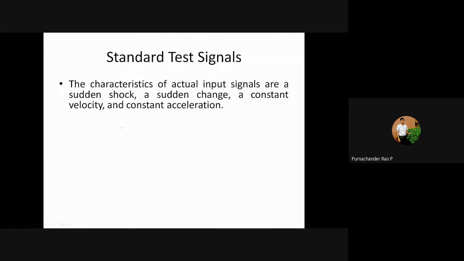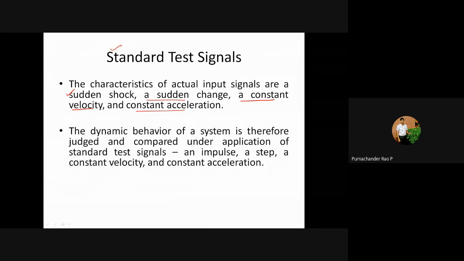Those signals are known as the standard test signals. We are not fully aware of everything ahead of time. We just take particular inputs such as a sudden shock or a sudden change in the system, or a constant velocity, or a constant acceleration. These are the standard test signals, and they give the behavior of any particular system for these particular signals.